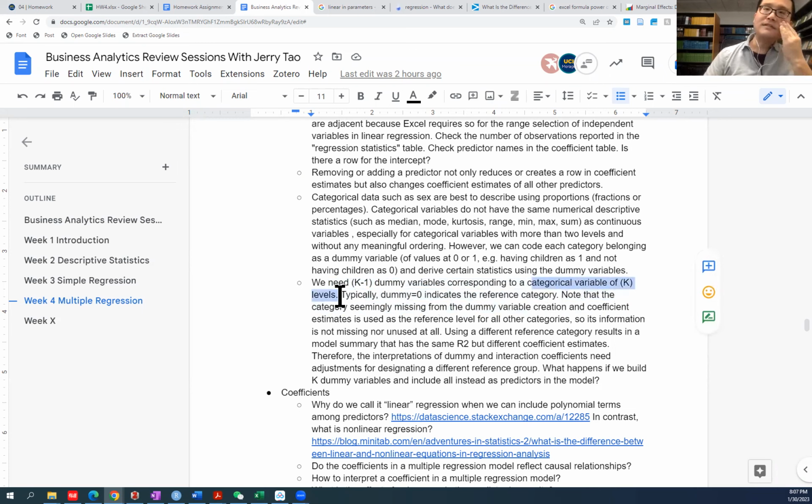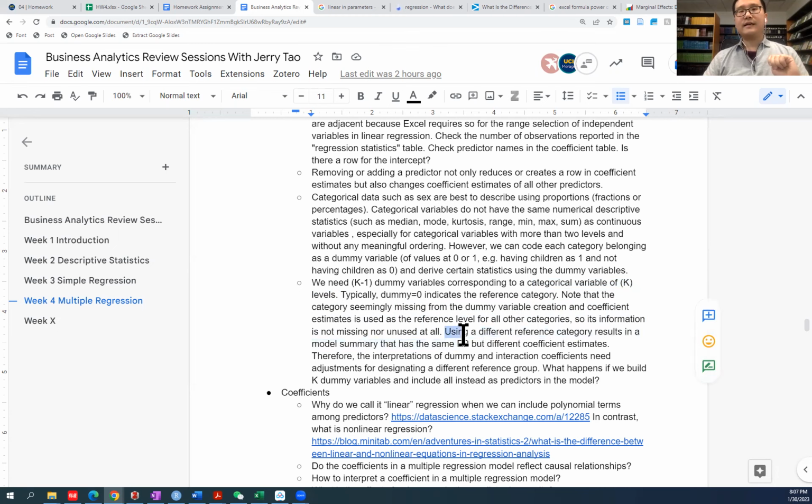Because we built k-1 dummy variables for a categorical variable with k levels, some of the students wondered whether there's any information missing by using one less dummy variable. The answer is no, nothing is missing. This category is the reference category. It's not missing from the dummy variable creation. It's not missing in the coefficient estimates either. The information is still accounted for, so it's used in the model actually. I will illustrate what I meant here.